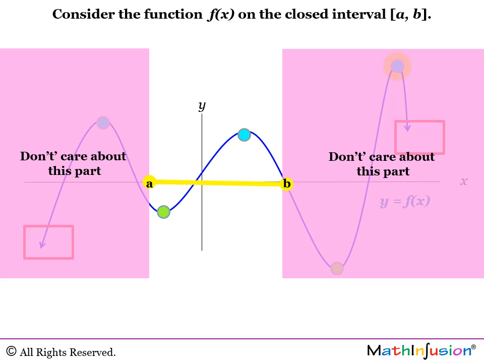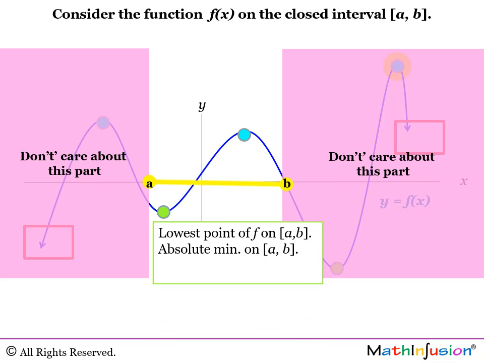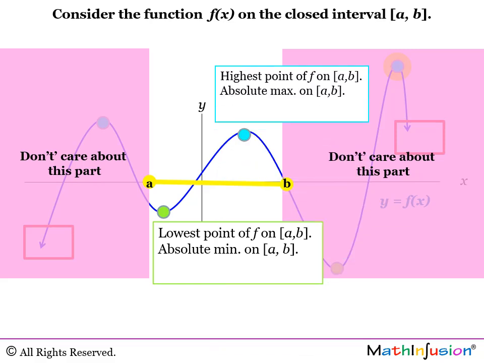We easily observe that the green dot is the lowest point on the graph of the function between a and b. This is the absolute minimum of the function on the closed interval [a, b]. We also observe that the blue point is the highest point of the graph of the function on the closed interval [a, b]. This is the absolute maximum on the closed interval [a, b].